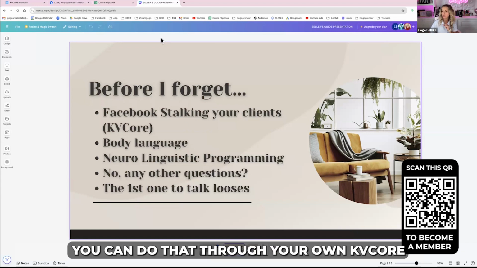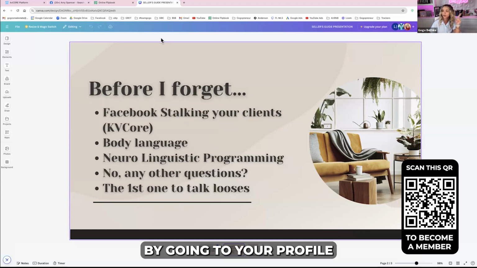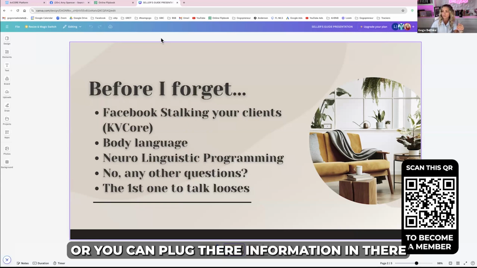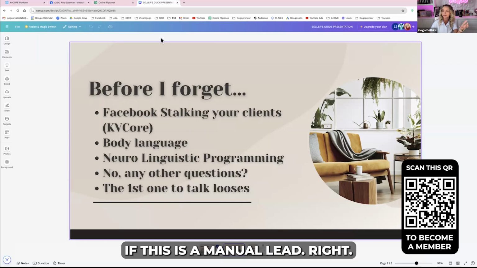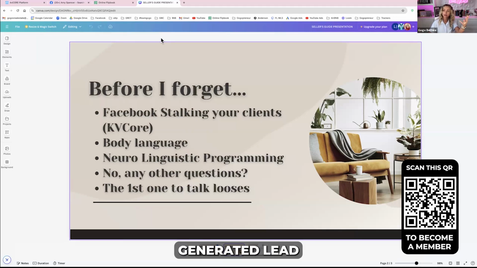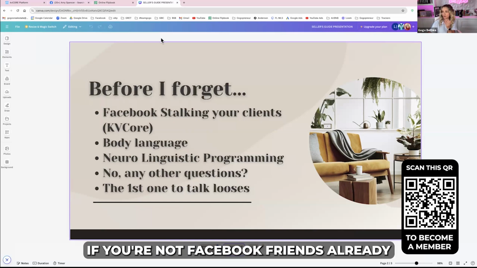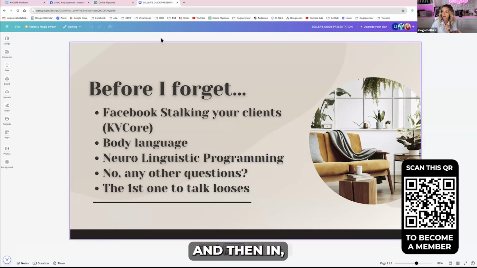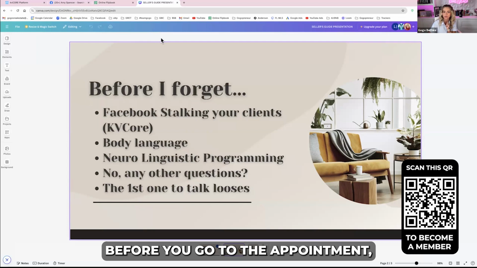Okay, you can do that through your own KV Core by going to your profile when the lead comes in, or you can plug their information in there if this is a manual lead, right? Like a self-generated lead. Plug that information in there, and then KV Core is going to find them on Facebook if you're not Facebook friends already. And then research them before you go to the appointment.